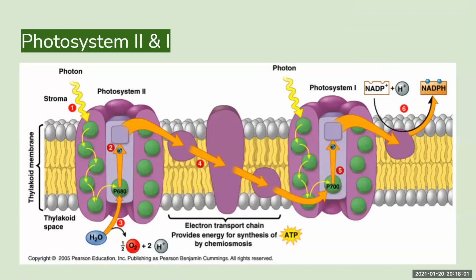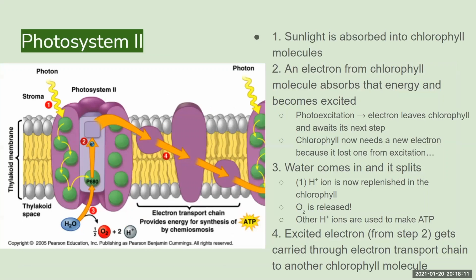Now, this is just what photosystem 2 and 1 look like a little bit. It may look a little daunting, but we're going to go ahead and dive in a little bit deeper and explain a little bit more. Now, photosystem 2 occurs first, despite its name.